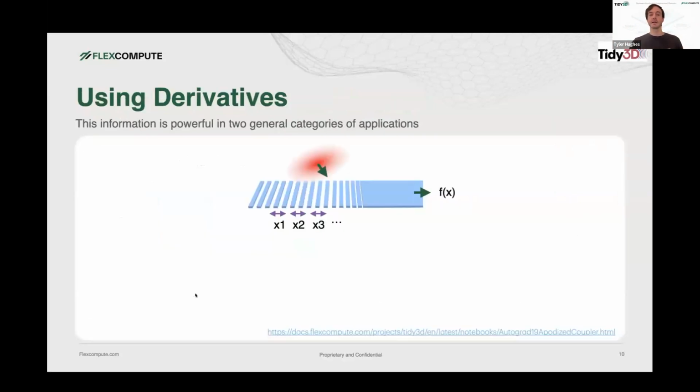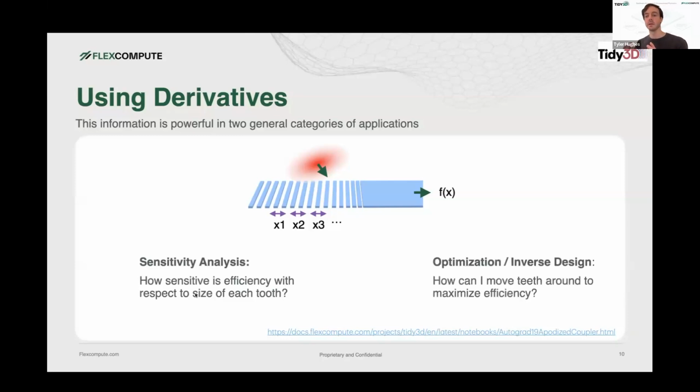Bringing this back to the grating coupler example to see what I'm talking about, if x1, x2, x3, for example, are the widths of my grating teeth, then with the derivative information, I can compute how sensitive my efficiency is to the width of each tooth. And I can also say, now that I have these derivatives, how can I move the teeth around to maximize efficiency? And that's what we call inverse design.